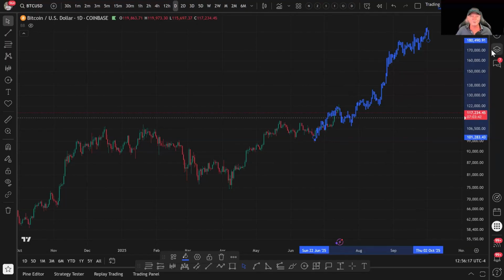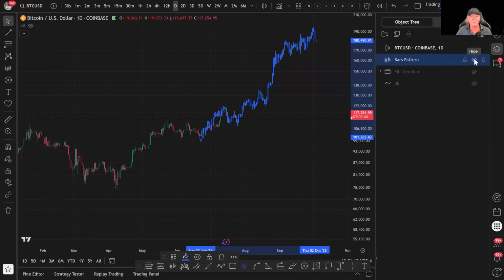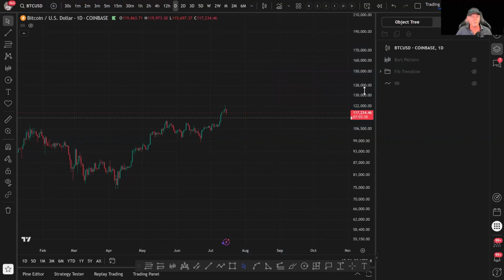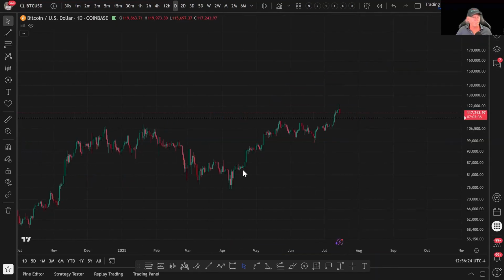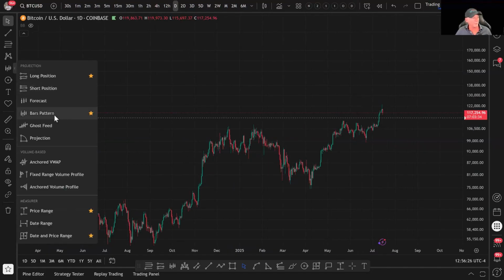Again, we can use the object tree to go over and hide that over there. So it's still there in spirit. It's just not there. Can't see it. Okay, so that's that bars pattern. So short position forecast, the bars pattern I use, ghost feed, no idea what that means. Data projection, don't know. Anchored VWAP, fixed range volume profile.